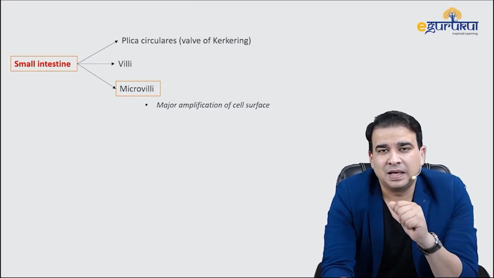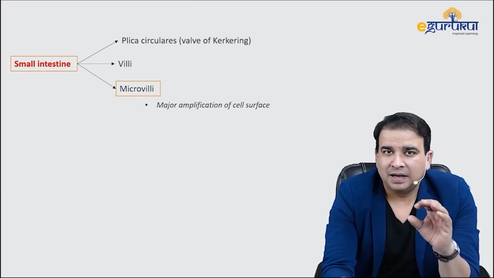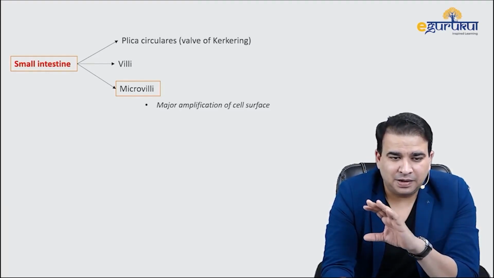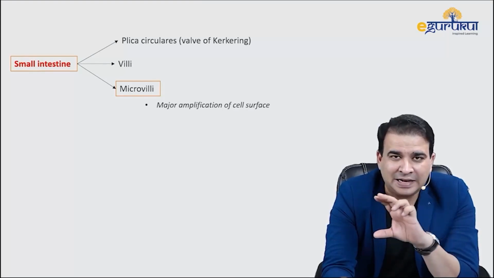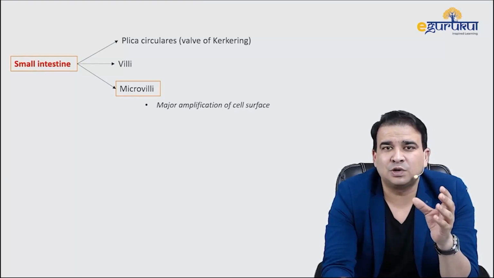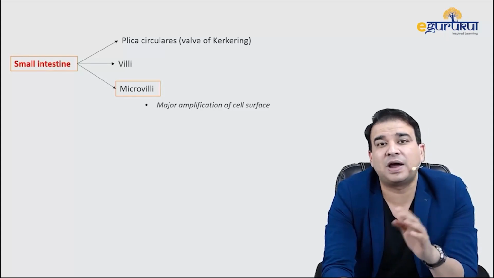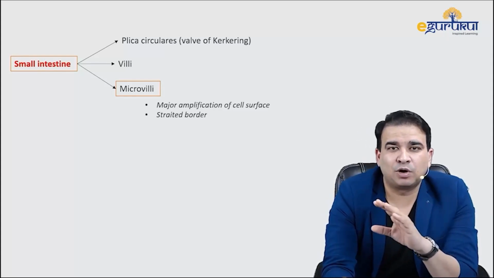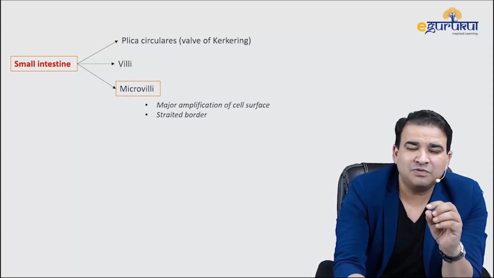That's the main thing. And these microvilli give the appearance to the tall columnar cells, or the enterocyte cells of the small intestine, like striations. So that's why we also call them the columnar cells with the striated border. The striated border of the columnar cell is because of the presence of microvilli in them.